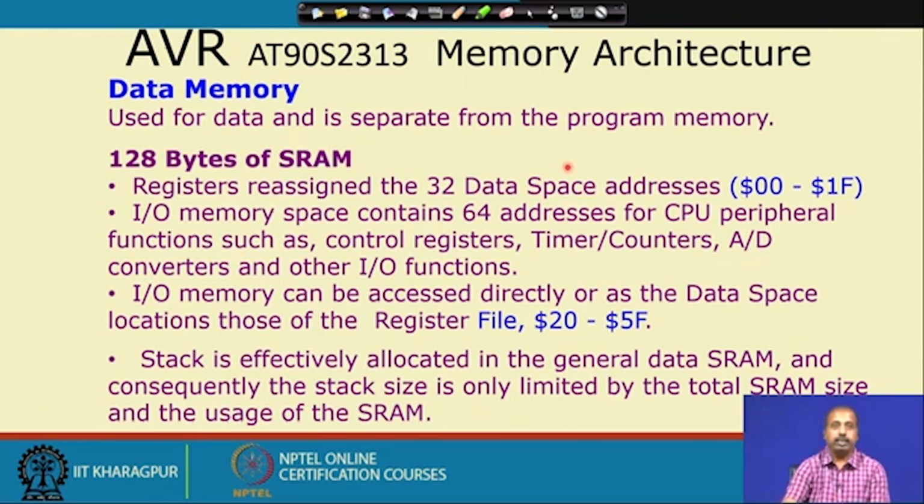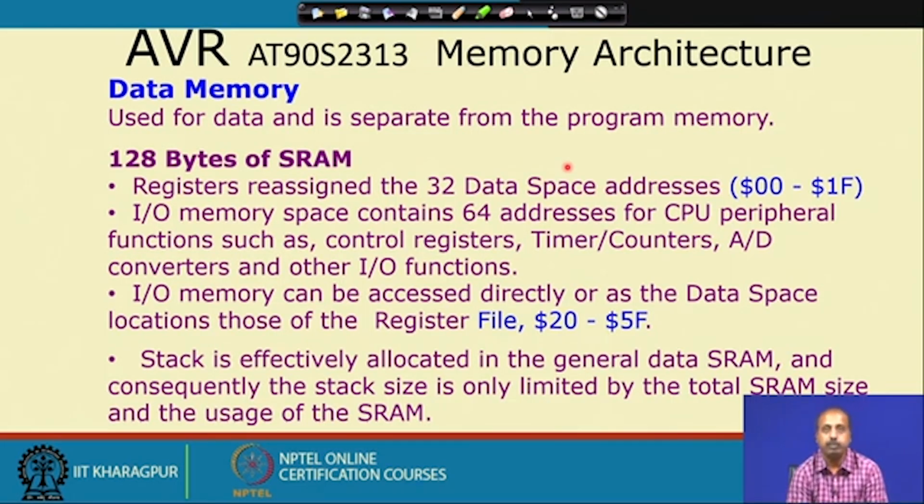On the other hand, the data memory is used for data, and naturally it is separate from program memory. So, we have got this Harvard architecture, where program and data memories are separate. The 128 bytes of SRAM make up this data memory. The registers are assigned the address space 00 to 1F, so 32 locations are reserved for the registers.